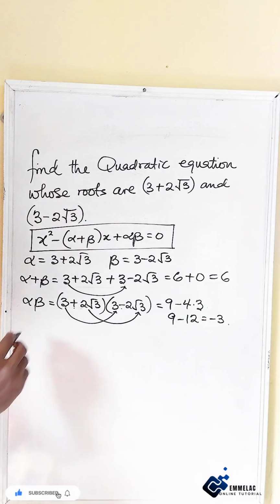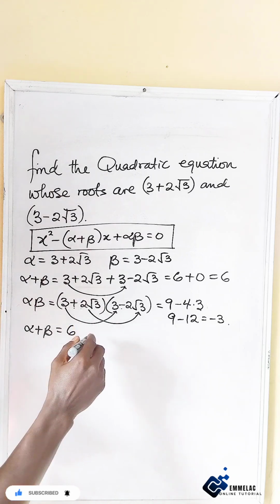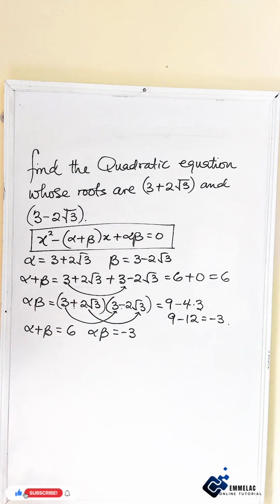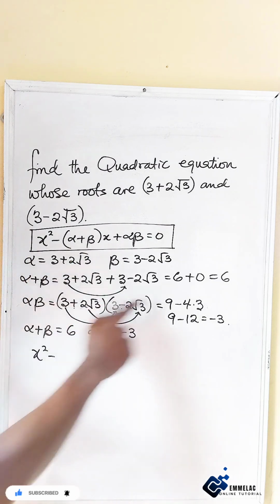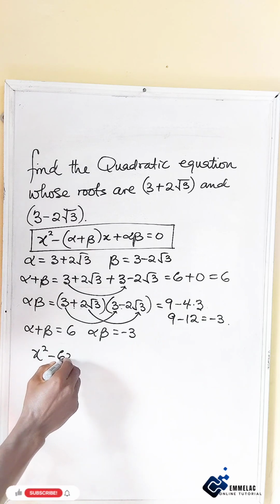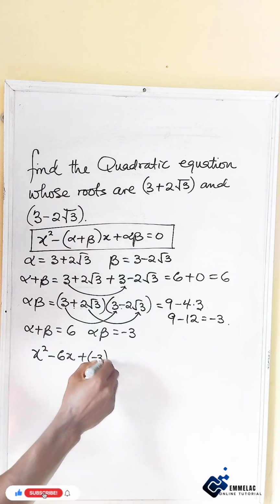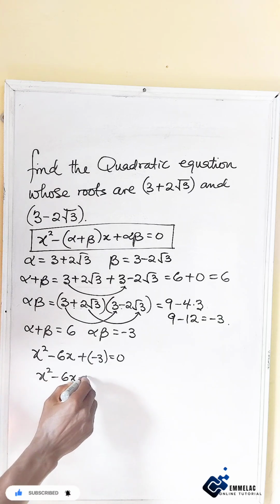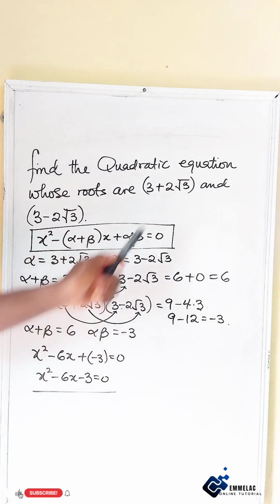So alpha plus beta equals 6 and alpha beta equals negative 3. Now coming back to the equation, we have x squared minus the sum, which is 6, so 6x, plus the product, which is negative 3, equals 0. So here we have x squared minus 6x minus 3, which is the quadratic equation for these two roots.